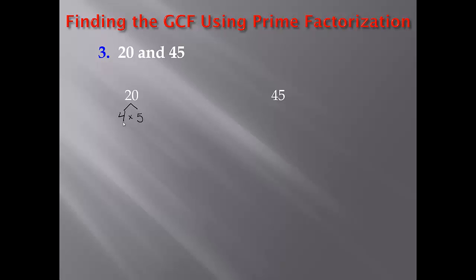4 is not prime, so I need to come up with 2 numbers that I can multiply together to get 4, and that would be 2 times 2. 2 is prime, so I'm going to go ahead and circle the 2's. That means that I'm finished with those 2's. The only thing I could branch off from those 2's would be 1 times 2, and we don't need to go that far with using a 1 because that doesn't help us.